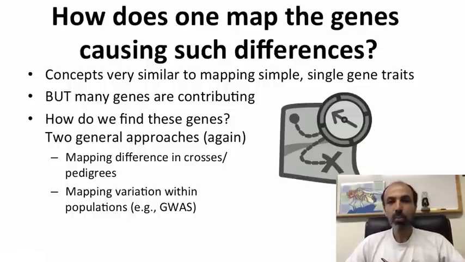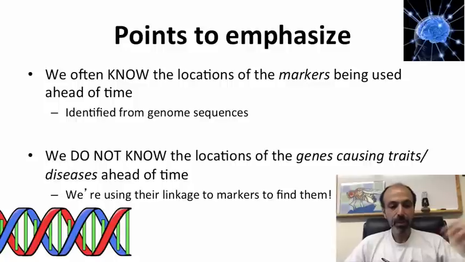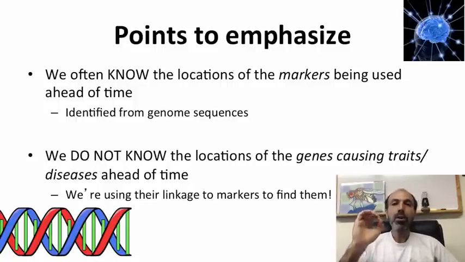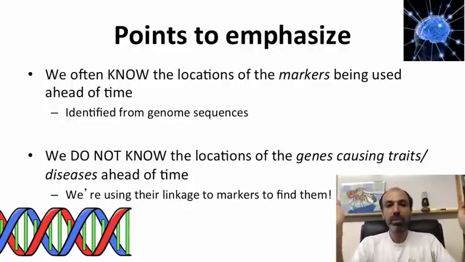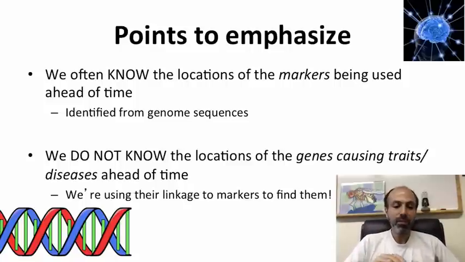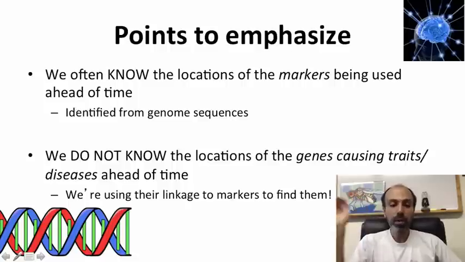I'd like to emphasize a few points before we get started. First, we often know the locations of the markers being used ahead of time. So if we're using something like, say, mapping in humans, we have a fully assembled human genome sequence. We have sites that we know are variable, these so-called SNPs, or single nucleotide polymorphisms. These have been identified from genome sequences. So we know where the markers are.